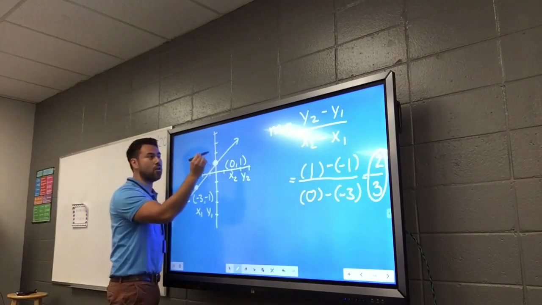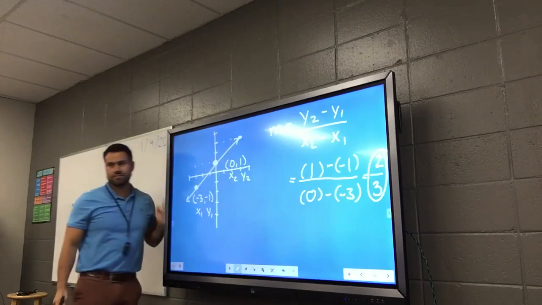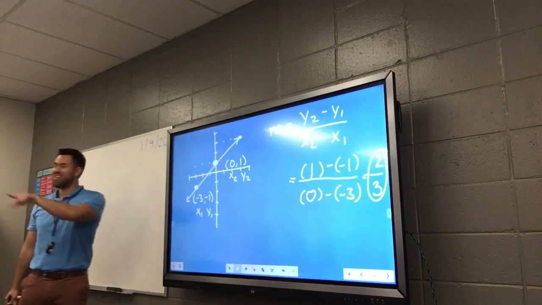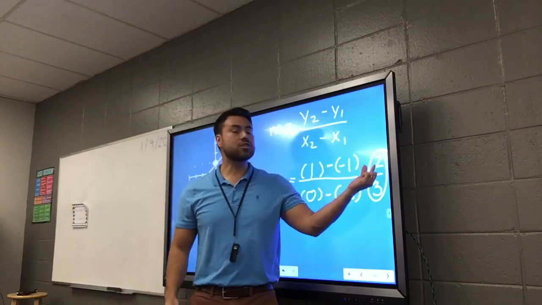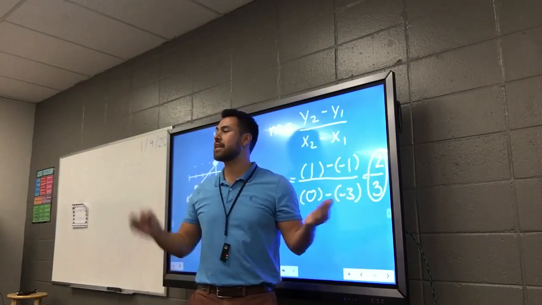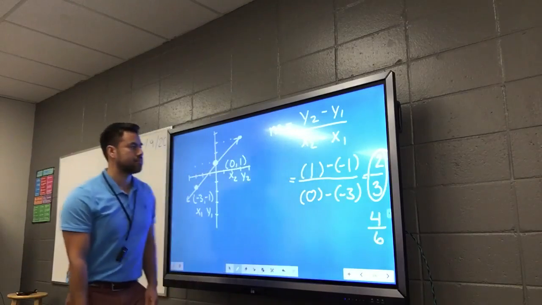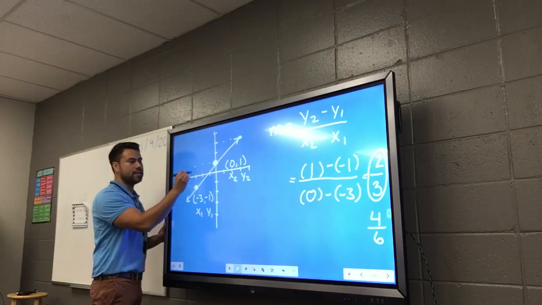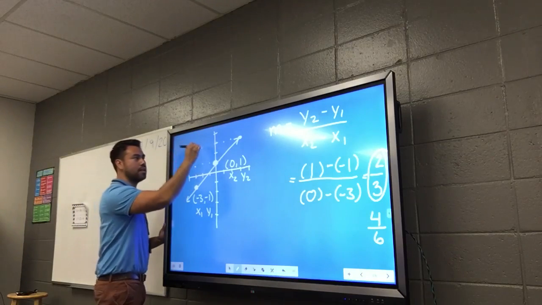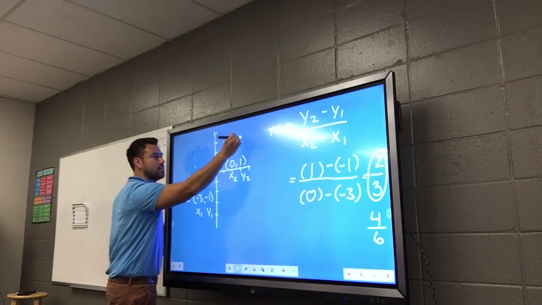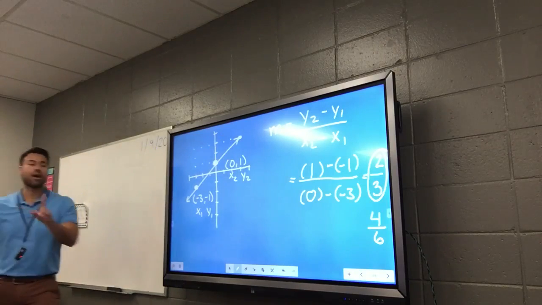Now wait for it because it's not over. Starting from this point, if I go up 2 and then over 3. It gets better, guys, because I told you that the 2/3 was a ratio. It's a comparison of two numbers. Are you okay with saying that 2/3 is also 4/6? Starting with this point: 1, 2, 3, 4. 1, 2, 3, 4, 5, 6. Whoa!